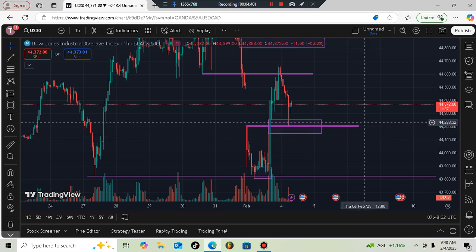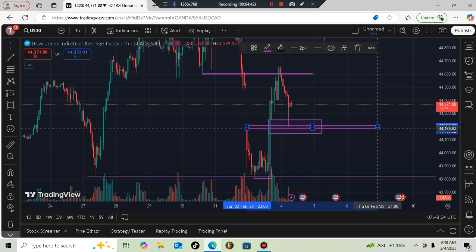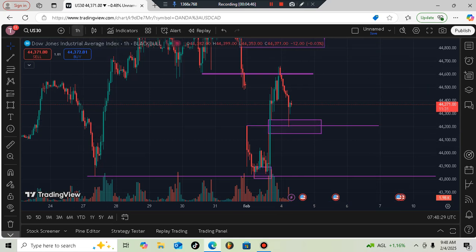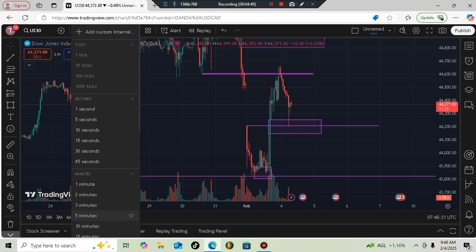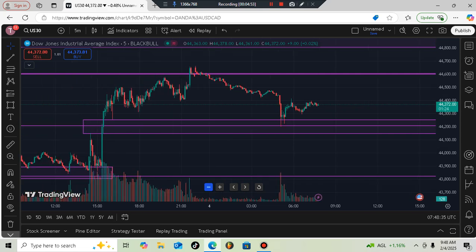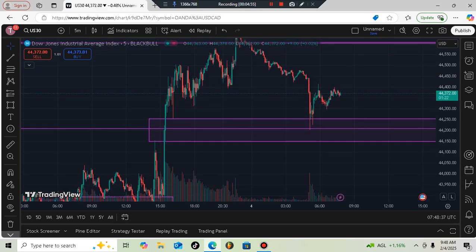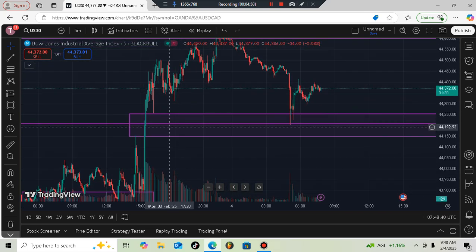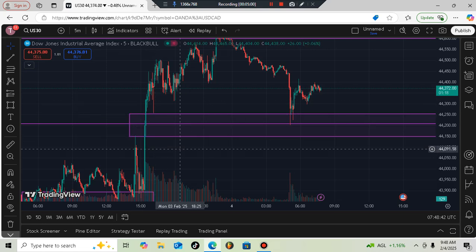So we've identified our mitigation block, and we've identified the points of interest in our mitigation block. Then obviously after here we start looking at entries. We start looking at entries and liquidity.